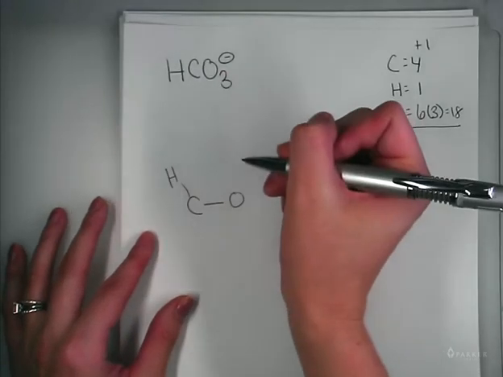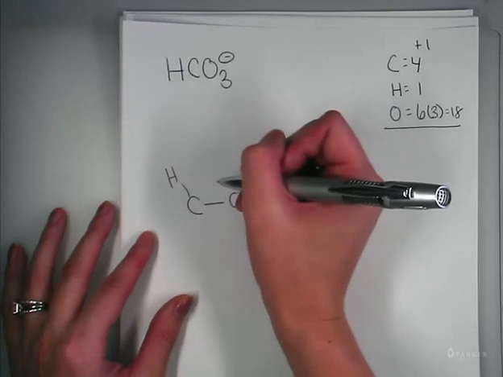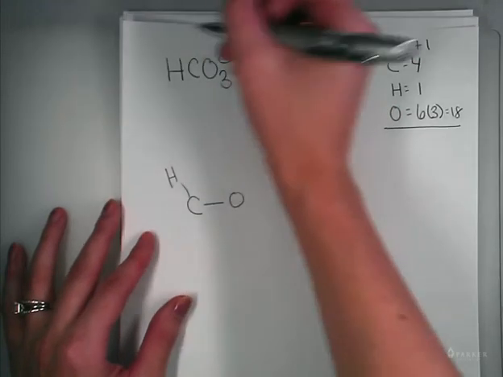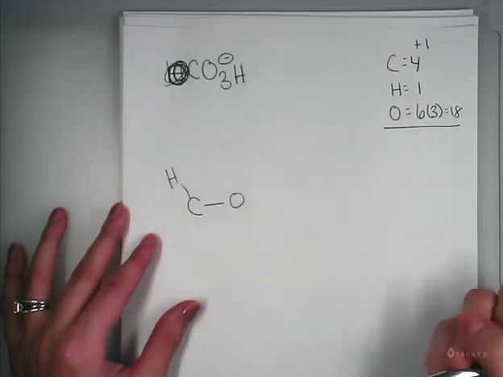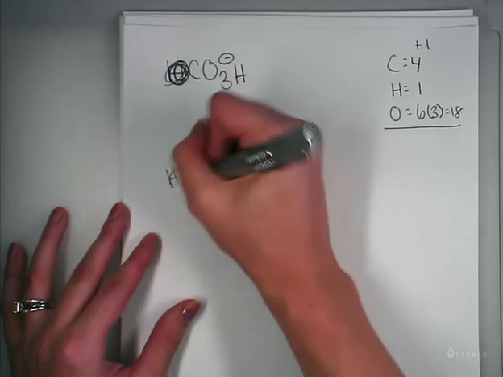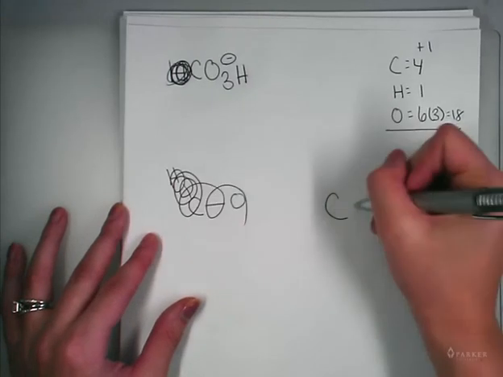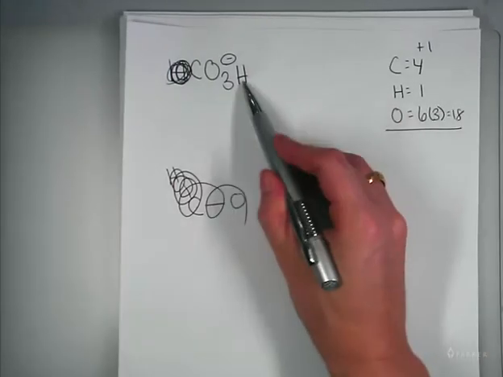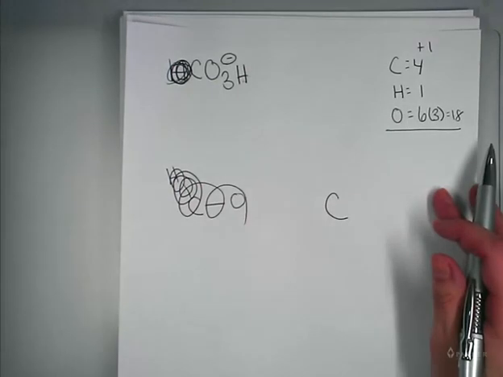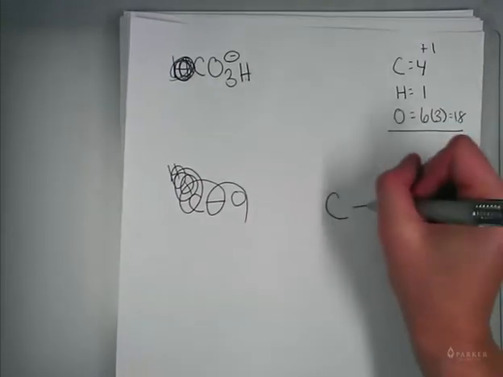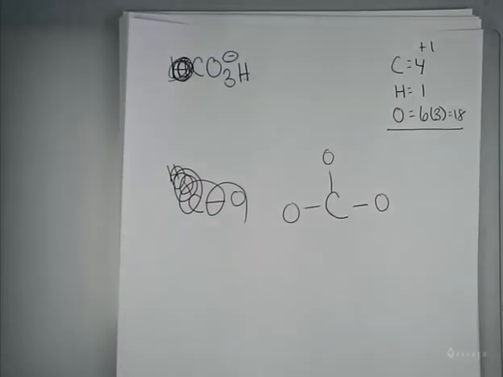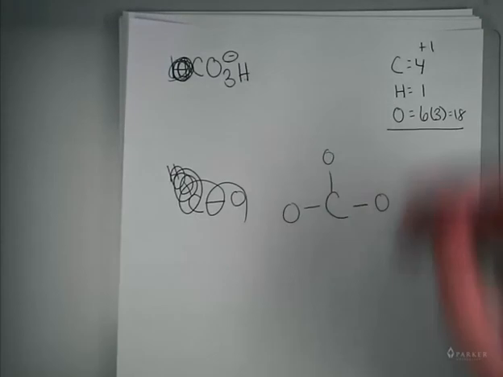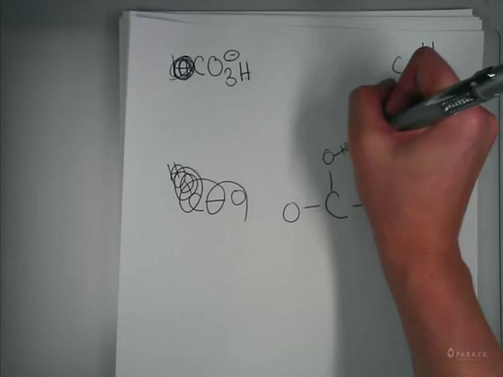Hydrogen, oxygen. Oh wait, do they have it? No. This should actually be like this. H over here. CO3H. So let me redraw this, so that the hydrogen is actually connected to what? Oxygen. So you have your 3 oxygens coming off carbon. And then one of your oxygens, it doesn't matter which one you choose, will have a hydrogen. I'm just going to put it right here.